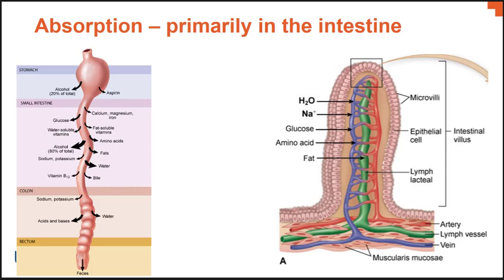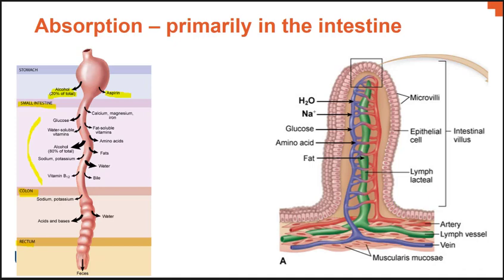Absorption primarily occurs in the intestine, meaning that your stomach absorbs very little. You can see here that it absorbs alcohol and aspirin, but not even alcohol in its entirety. But most of the absorption very clearly occurs within the small intestine, with very little overall occurring within your colon and none at all within the rectum.